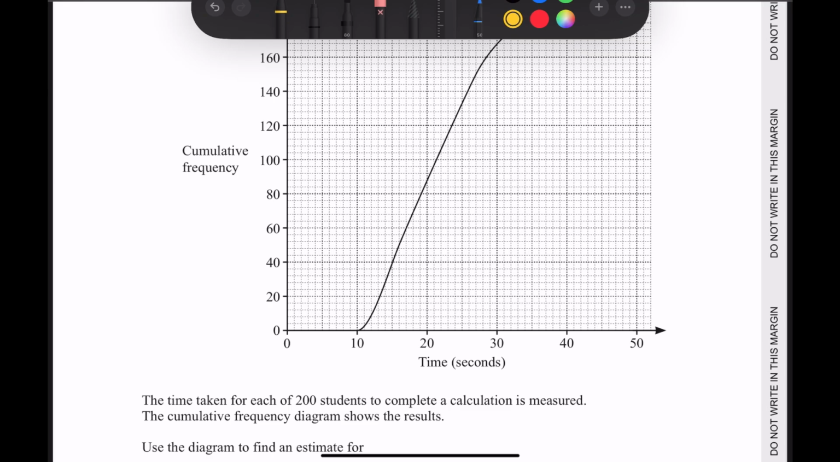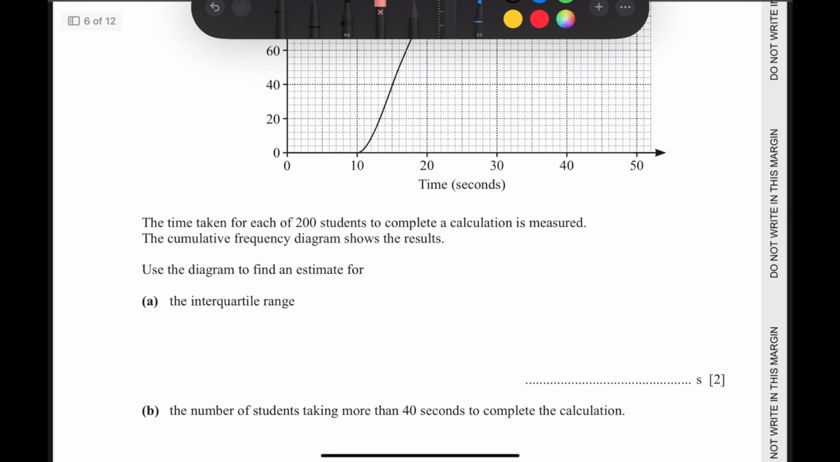So the question A says to find the interquartile range. The IQR, the interquartile range, is equal to the value of the 75th percentile minus the 25th percentile.